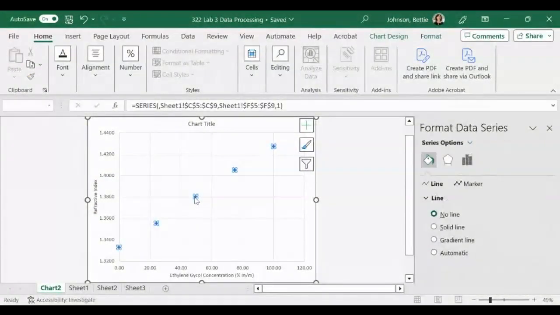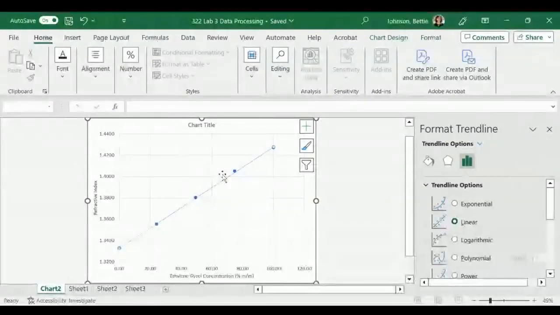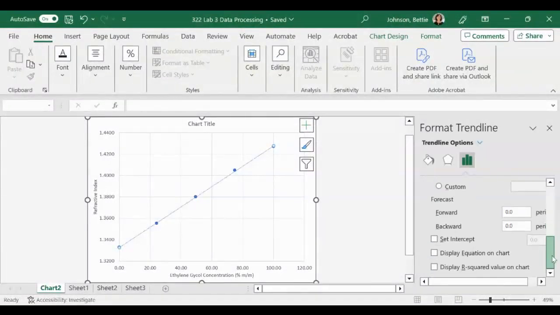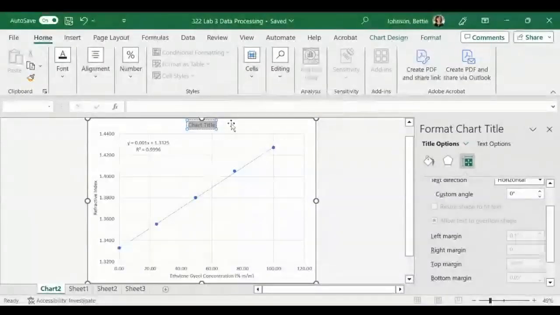Now I'm ready to go ahead and do the linear regression. So select the data series, and you're going to right click and you're going to select add trend line. And it adds the linear regression trend line. We can see we have a really good fit. So I would like to see how good it is by displaying the R squared and the equation on the chart. And yes, that is a very good fit. So we'll call this the calibration curve.